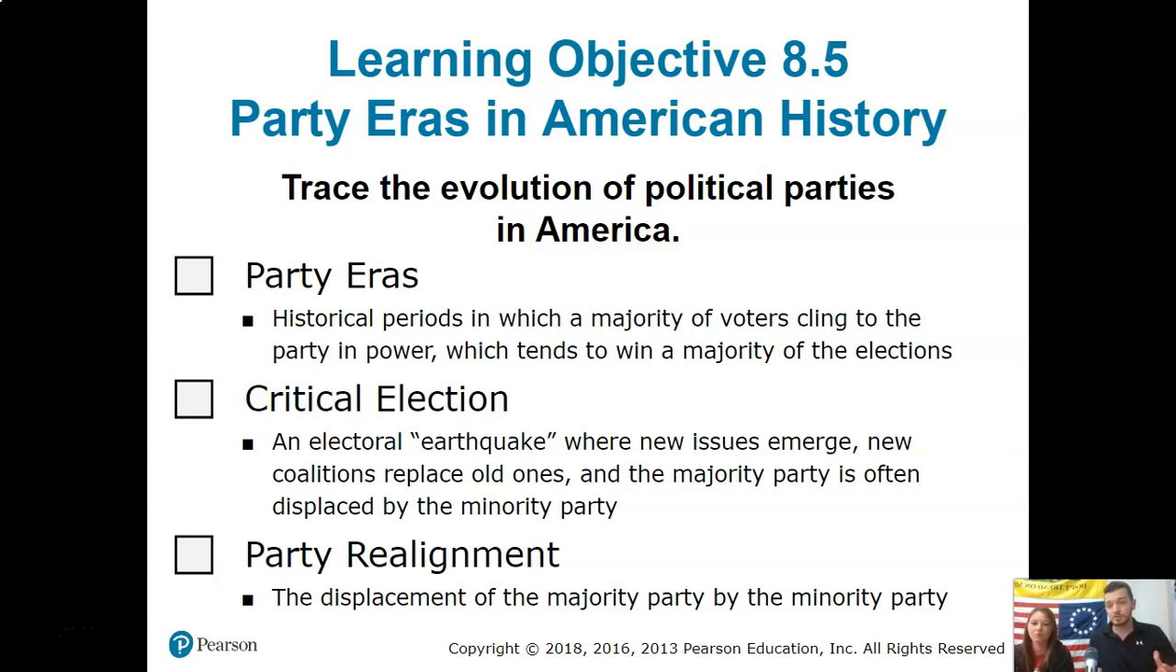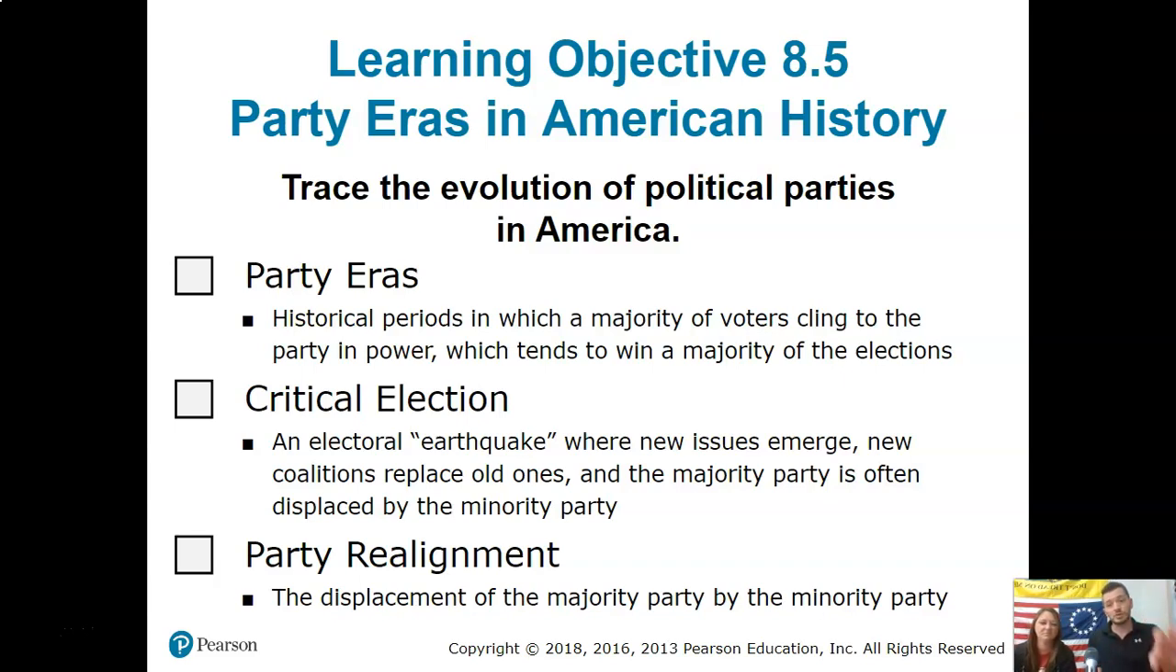So party eras are just historical periods in which a majority of voters cling to the party in power, which tends to win a majority of the elections. So right now, we're really not in a party era because the Democrats and Republicans have kept flip-flopping. I wonder what the last one was. Must have been the 80s, with Reagan and Bush. I was going to say the 50s with the Democrats. Yeah, that's probably the last one.